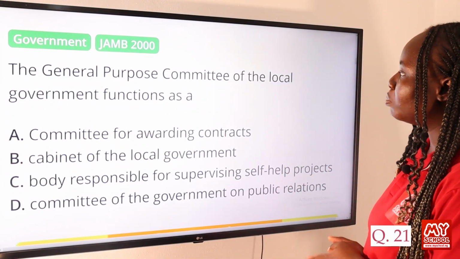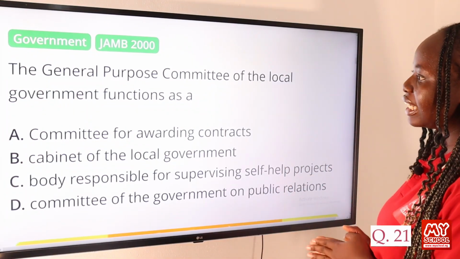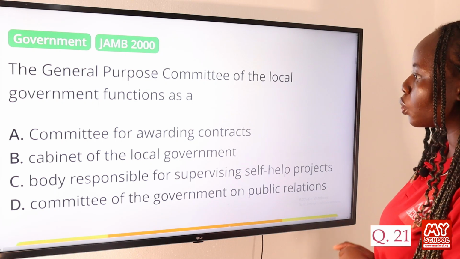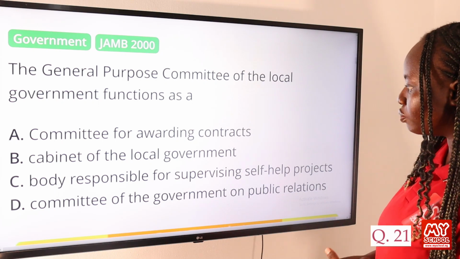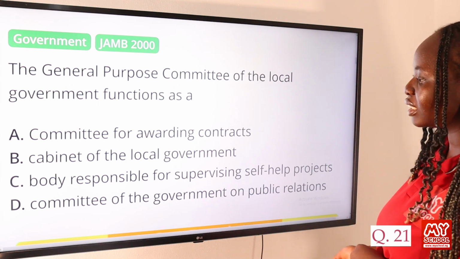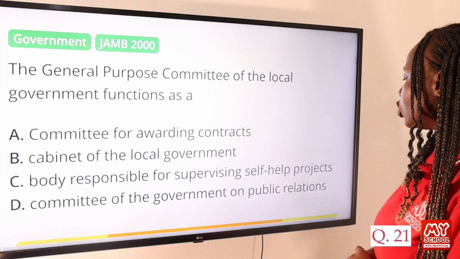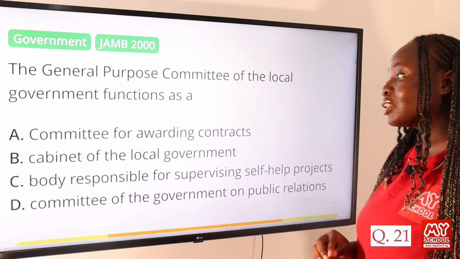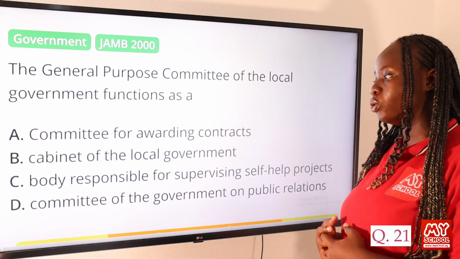Question 21. The General Purpose Committee of the local government functions as A. Committee for awarding contracts, B. Cabinet of the local government, C. Body responsible for supervising self-help projects, and D. Committee of the government on public relations. So the answer to this question is option B. Cabinet of the local government.